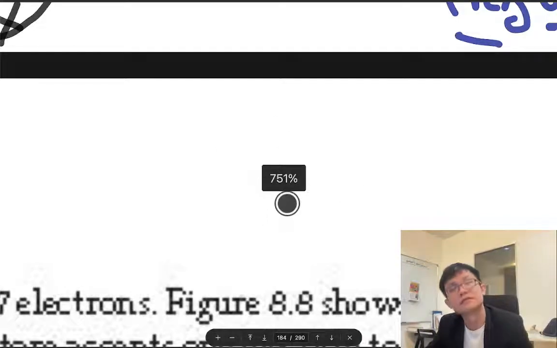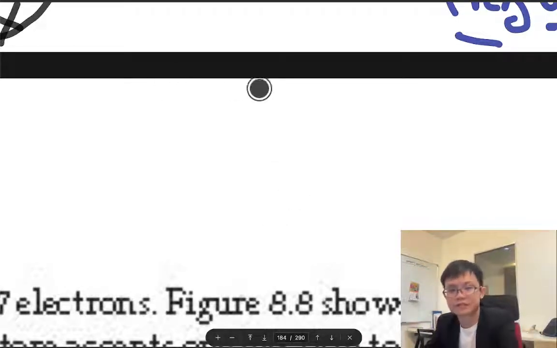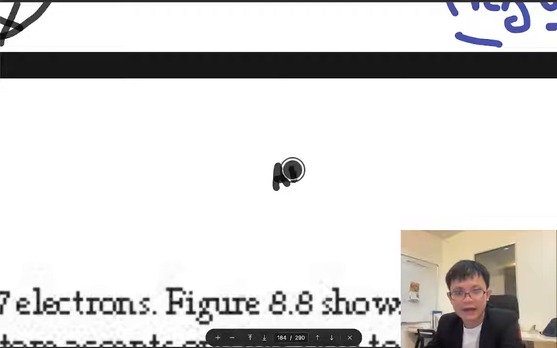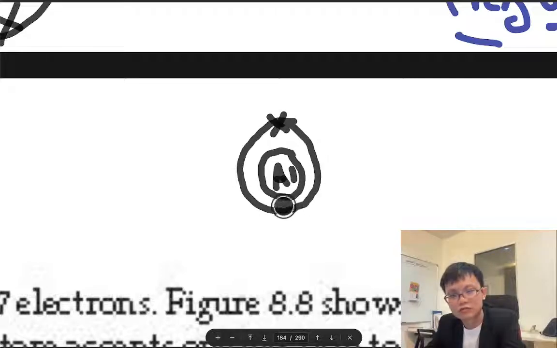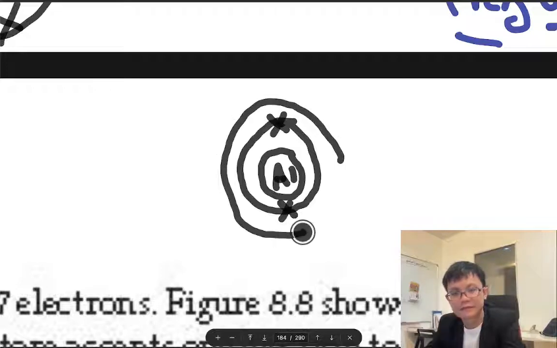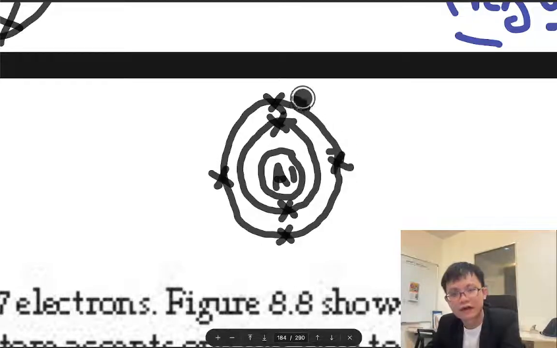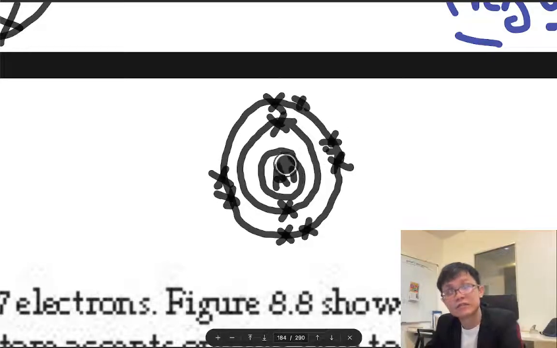Okay, 13. Aluminium. So I just write Al, 13. The first shell will be only 2. 1, 2. The second shell, the maximum we can put is 8. 1, 2, 3, 4, 5, 6, 7, 8. 8, 9, 10. I still need to draw.